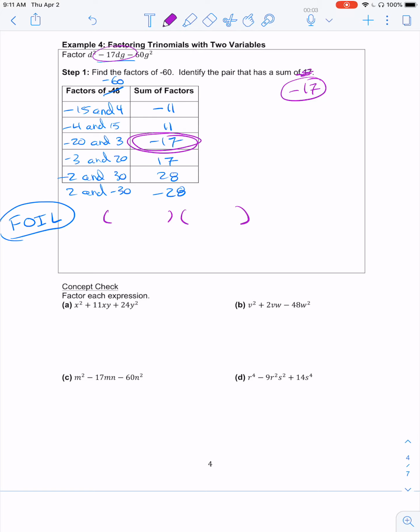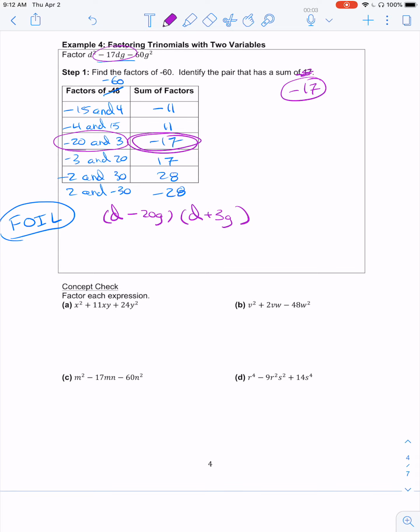We know that in the FOIL framework, we're still going to have D at the beginning, right? And we know that our two terms are going to be negative 20 and 3. So minus 20 and plus 3. But what do we need to add on the end of those two numbers? Exactly. We need to add that G term.